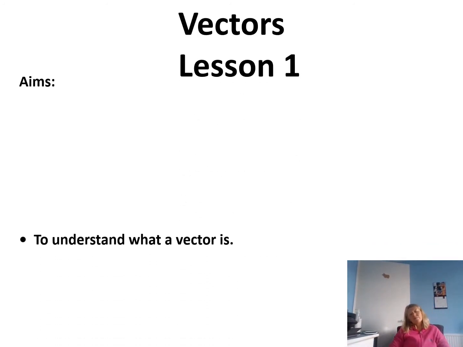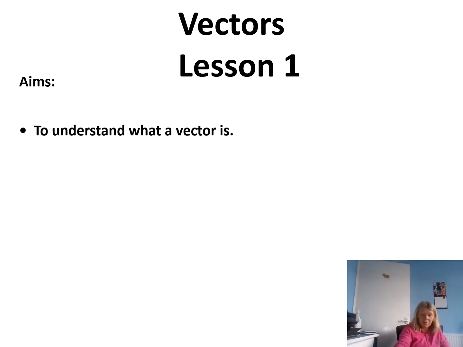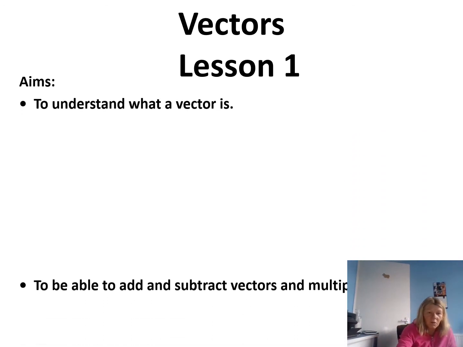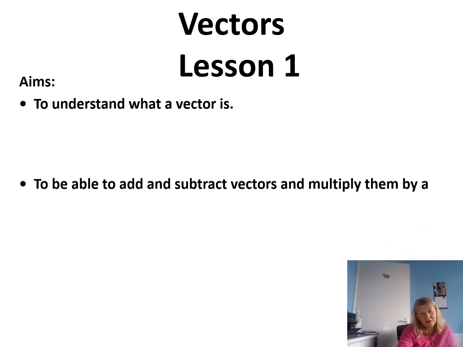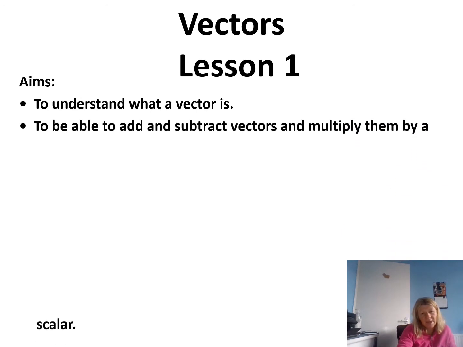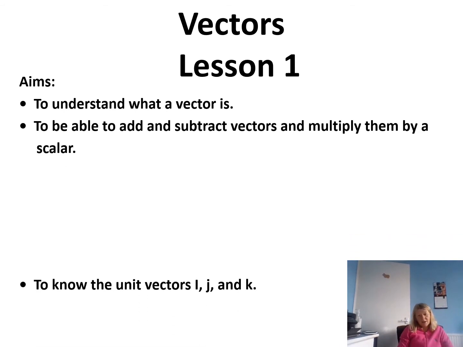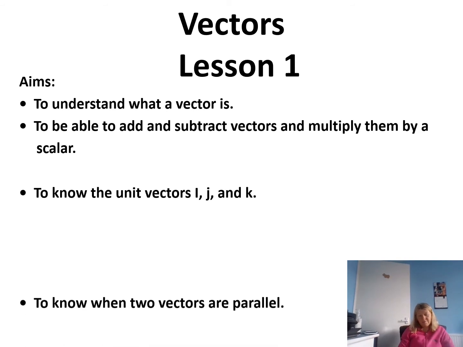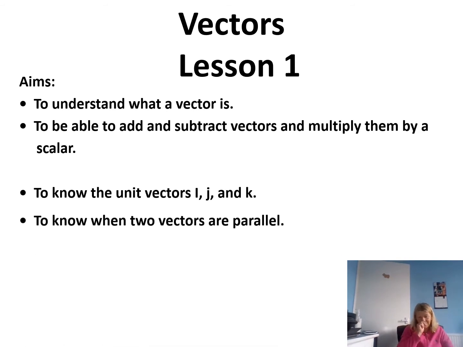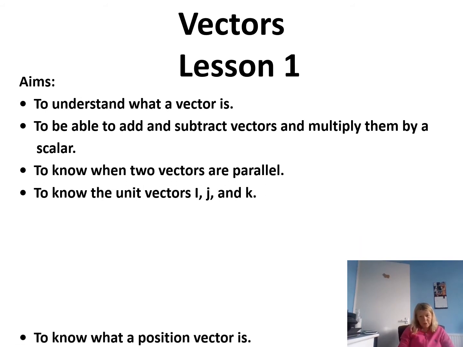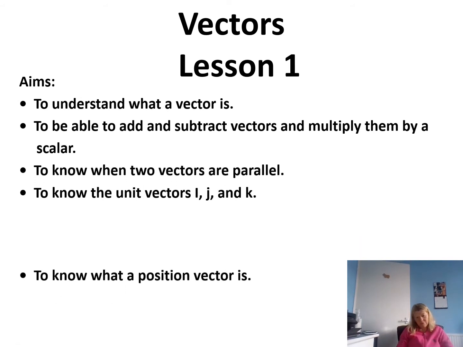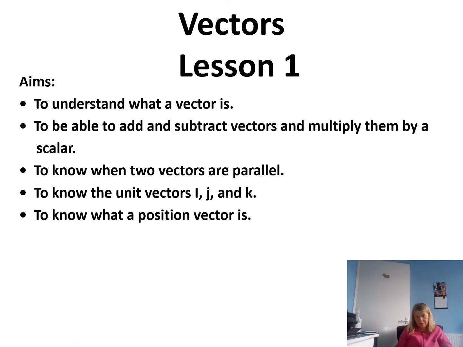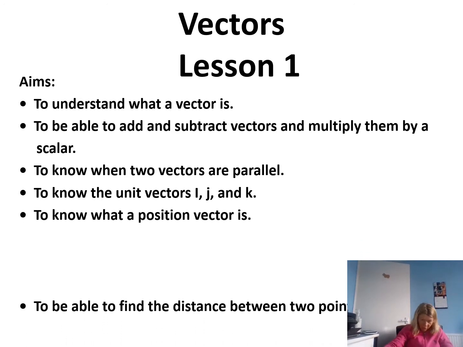So we've got to understand what a vector is. You'll have met these before though. We've got to be able to add and subtract vectors and multiply them by a scalar. We've got to know when two vectors are parallel. We've got to know the unit vectors i, j, k, to know what a position vector is, to be able to find the distance between 2 points, and be able to find the midpoint of a vector.